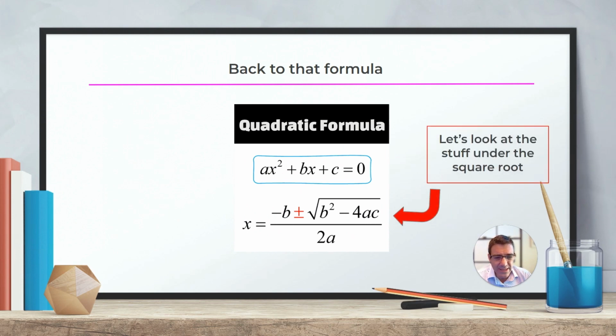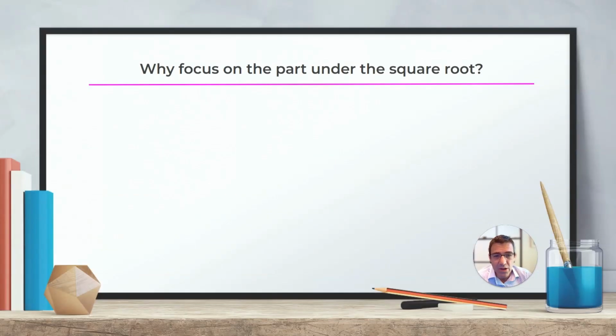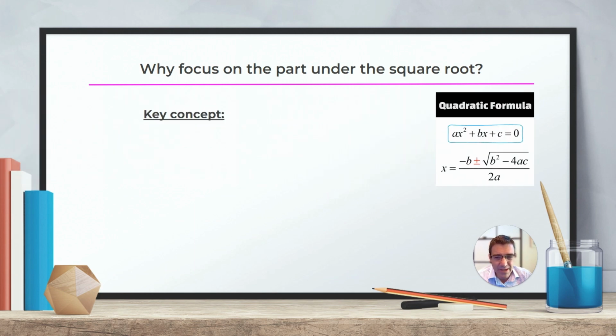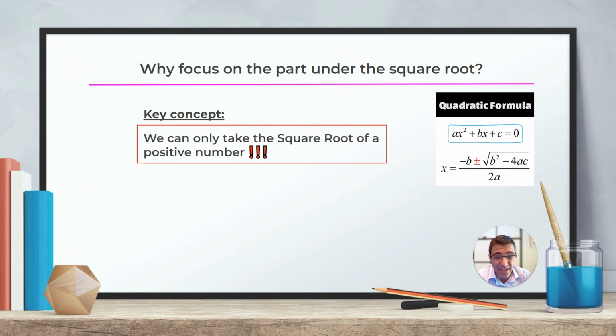Now, you'll notice in that formula, there's a bit that's under the square root, which is the square root of b squared minus 4ac. This is going to become super important. Why should we focus on the part under the square root? Well, you can only take the square root of a positive number. If you try and square root 4, you get 2. If you try and square root negative 4, you get a math error. You can try it in your calculator, and it's going to say math error.